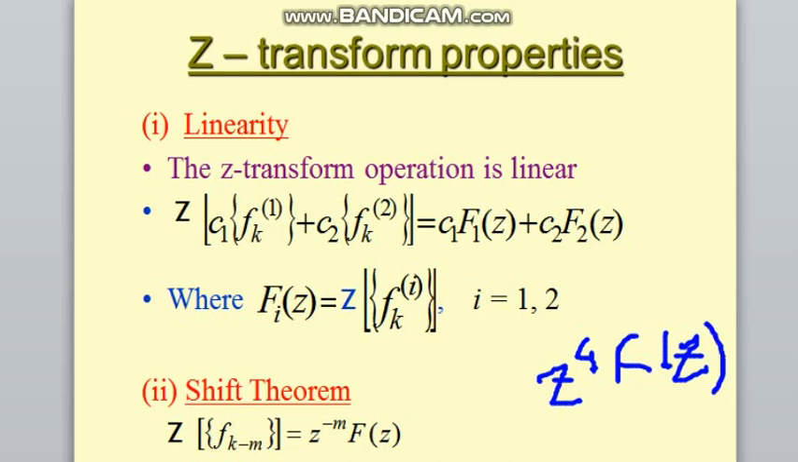There is a shifting property, the shifting point, that is how much it shifts. It can be positive, it can be negative. It will be the power of the jet transform. That's it.